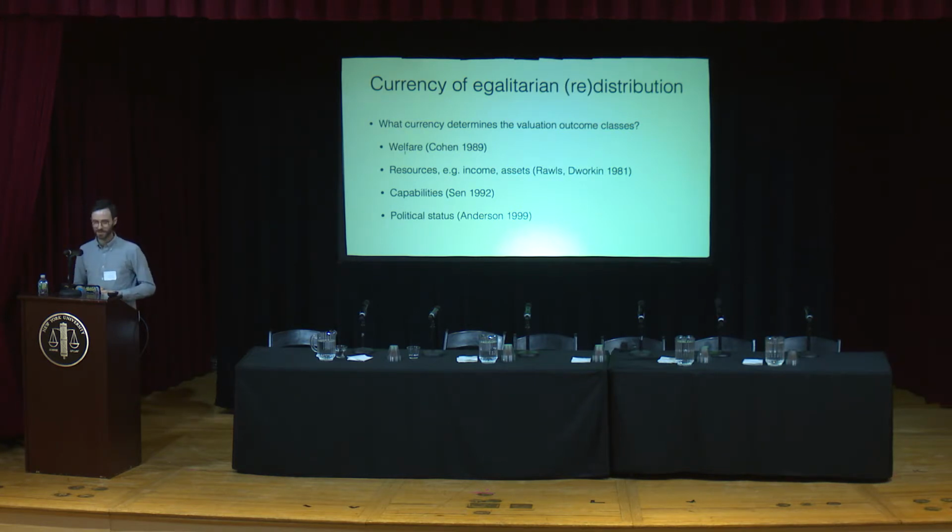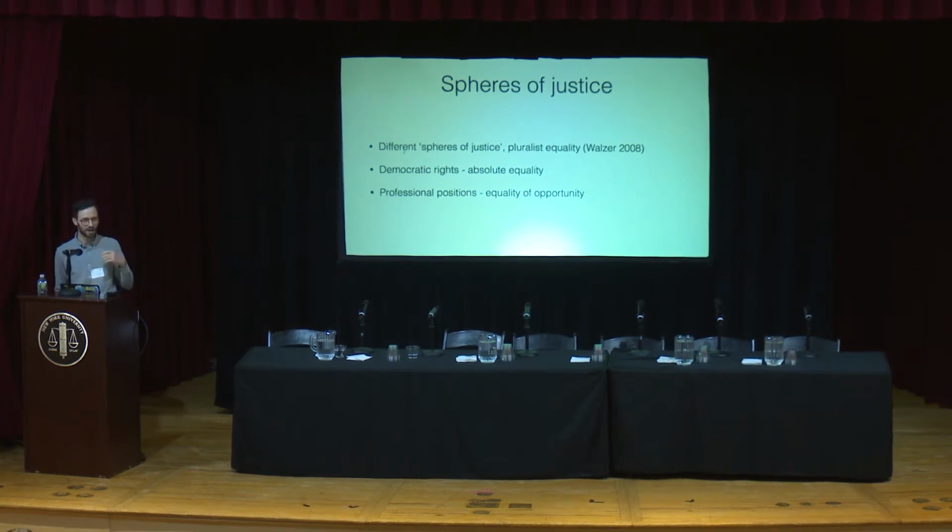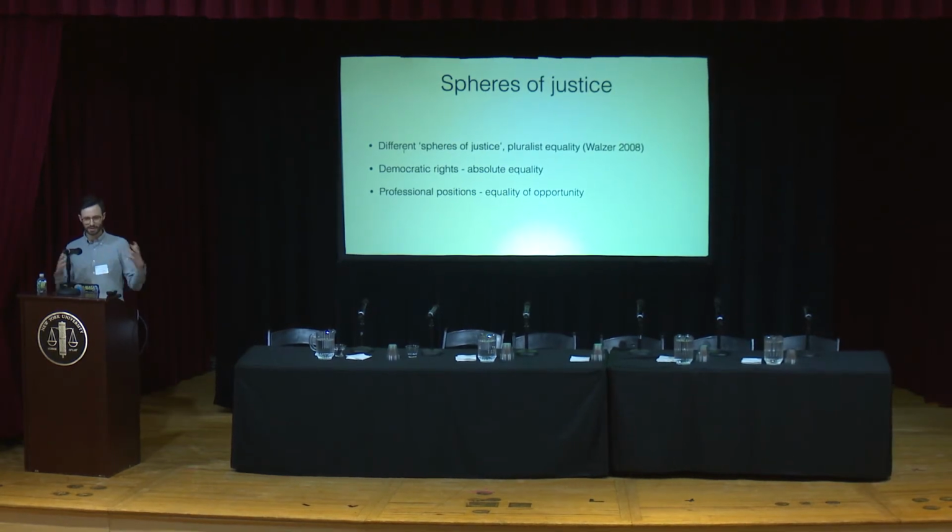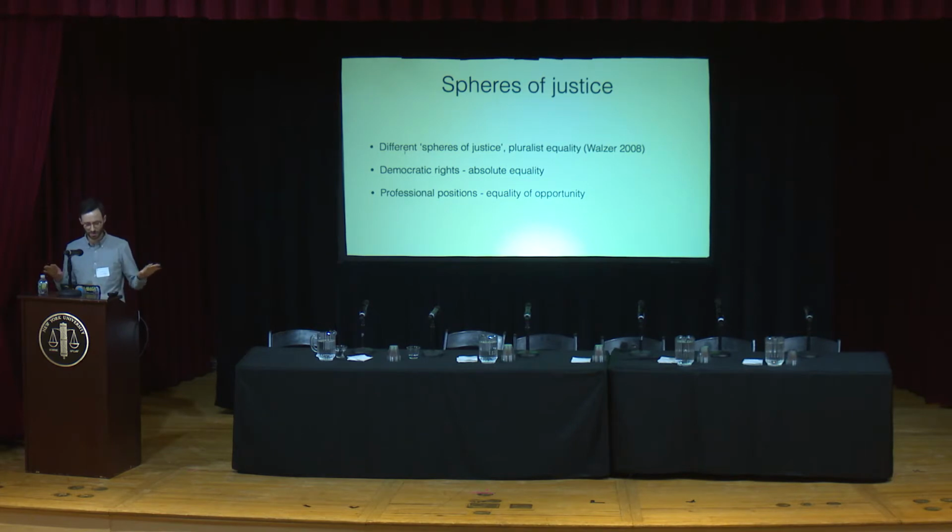And then other people emphasize things like political status, so the ability to participate in a democracy and have one's voice heard, and so on. And so there are these different metrics or different currencies of egalitarianism, and if we have different assumptions about what those are, we might end up disagreeing about things. But to make matters more complicated, it might also be that there's no single egalitarian currency which applies across different contexts, but rather there might be different spheres of justice.